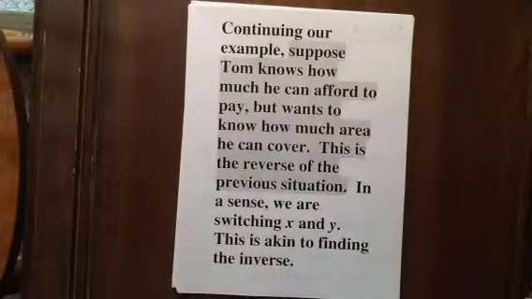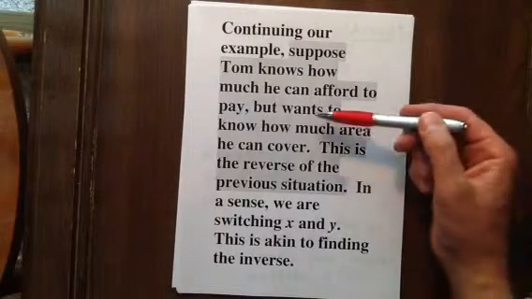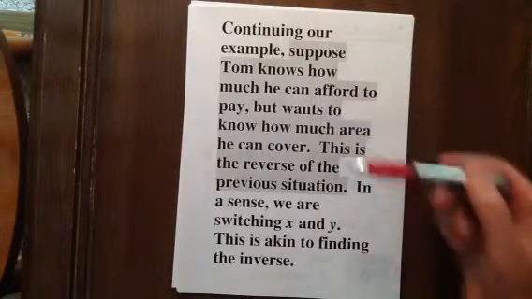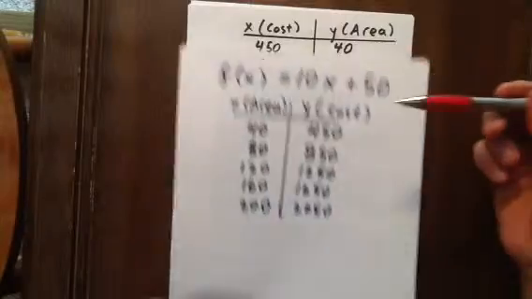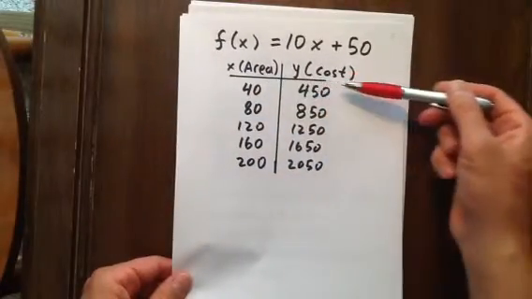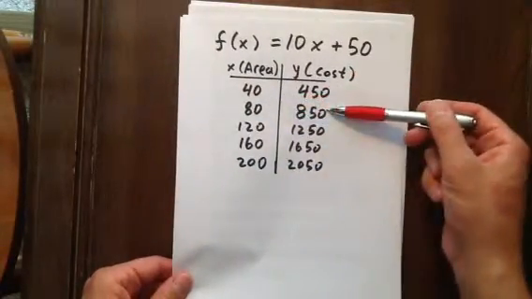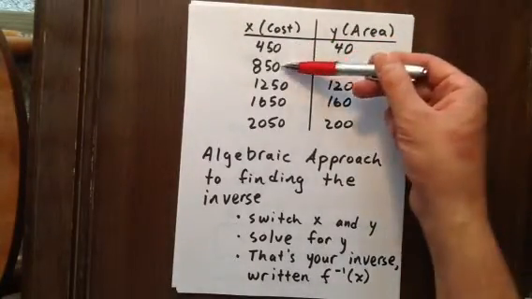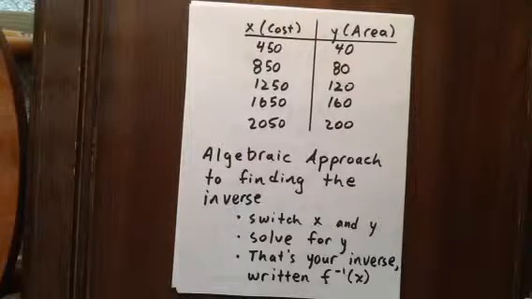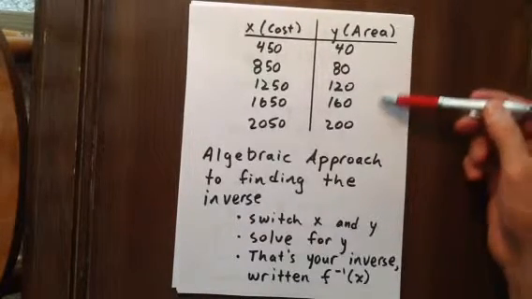But now we're going to make another table of values where the independent variable is the cost and the dependent variable is the area. So what we're actually going to do is switch the table of values from the original situation. So instead of having 40, 450 and 80, 850, etc., we're going to have 450, 40 and 850, 80, etc. So this would be our situation.